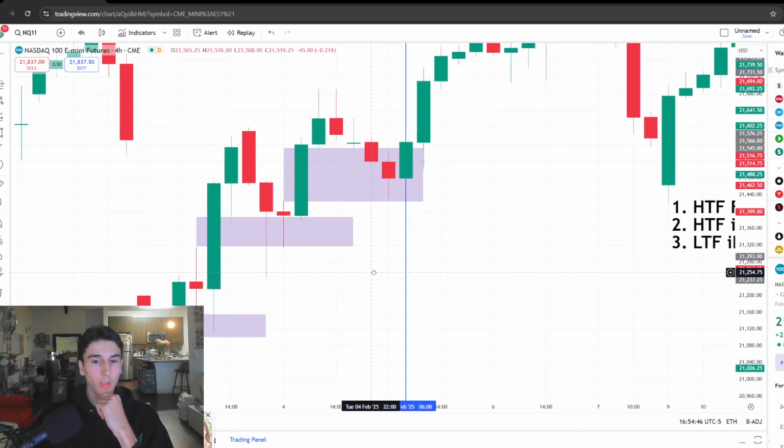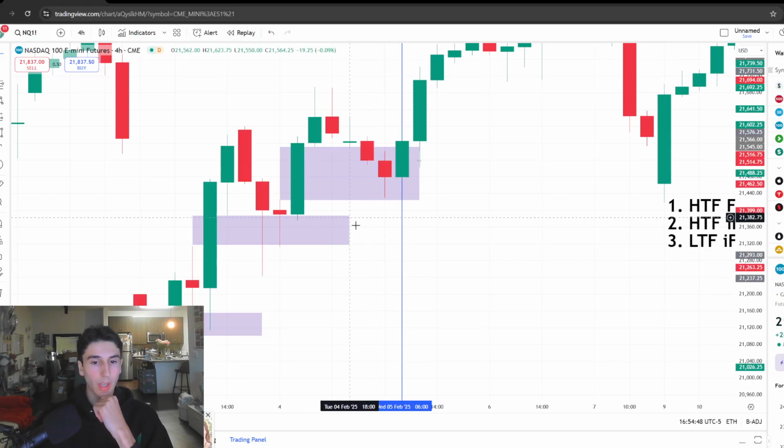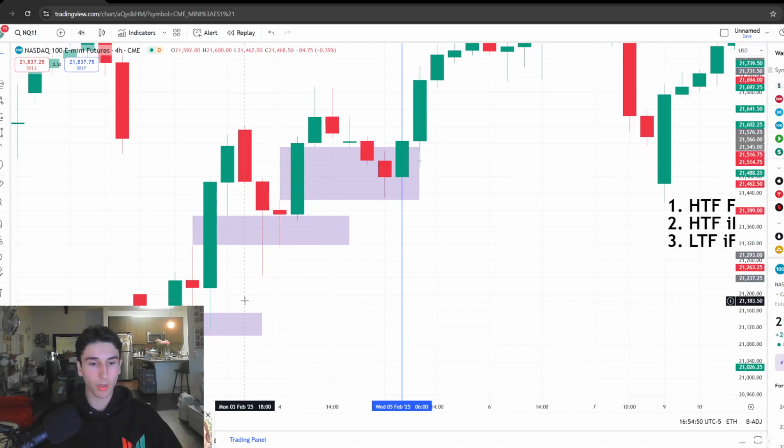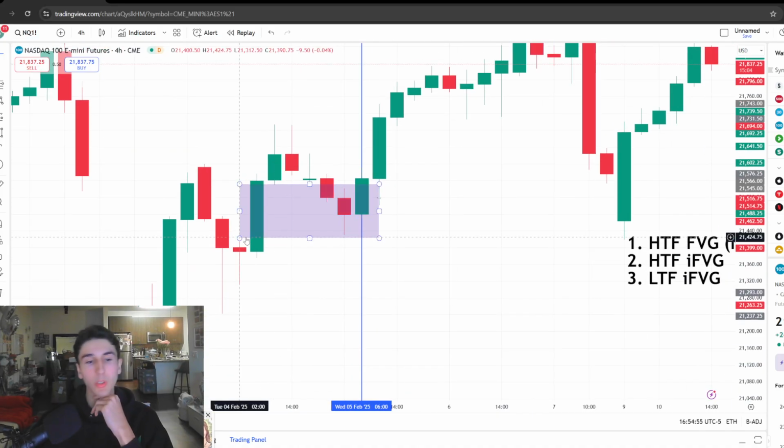Now we have all of these. We see price is headed right here, so we can really remove these. These have already been filled. They don't really matter anymore. Price is already dipped into it, retraced.